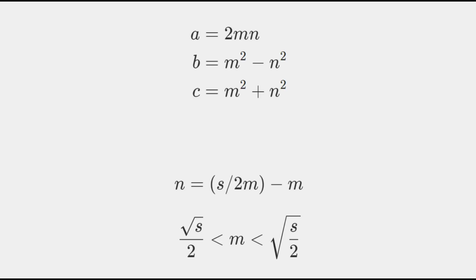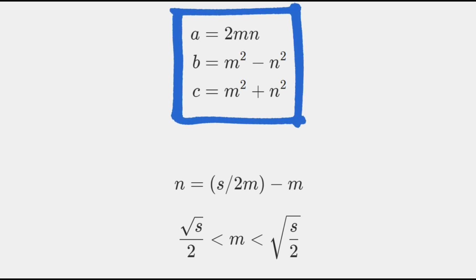For solution 3, we'll use a property of Pythagorean triplets. That is shown by the top three equations. So A is equal to 2mn, B is equal to m squared minus n squared, and C is equal to m squared plus n squared. So here m and n are integers where m is greater than n and they're both greater than 0.